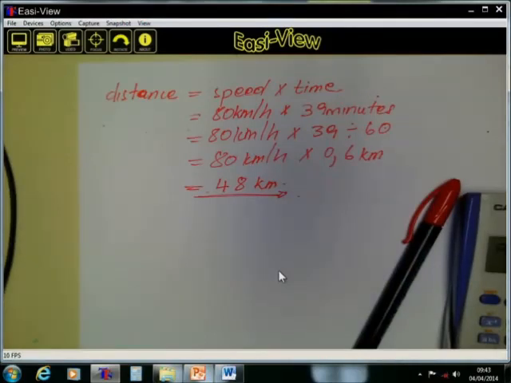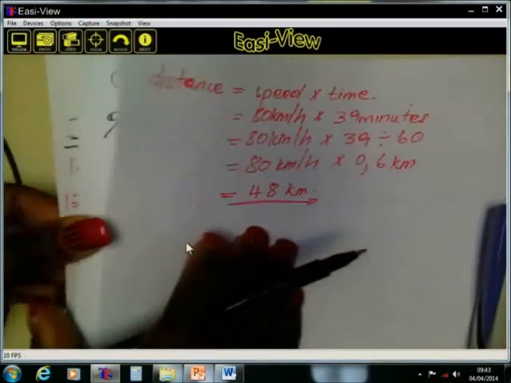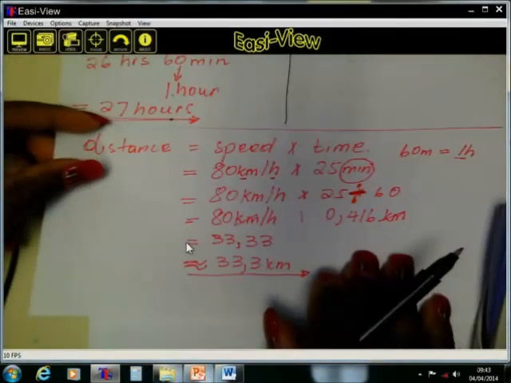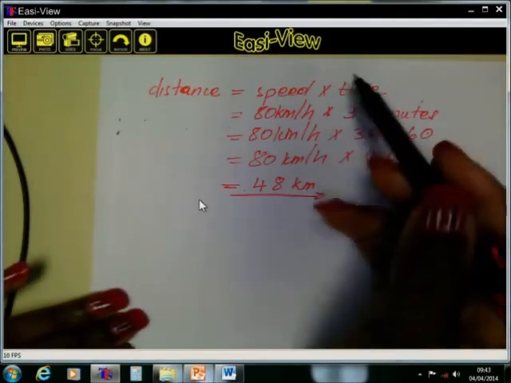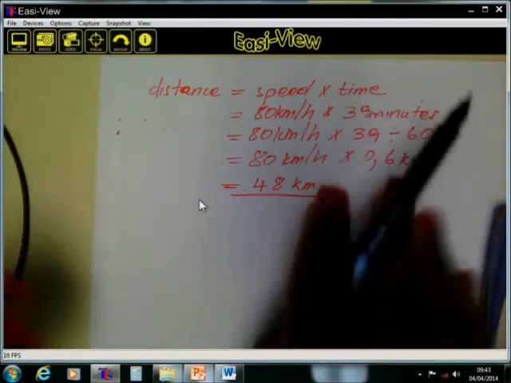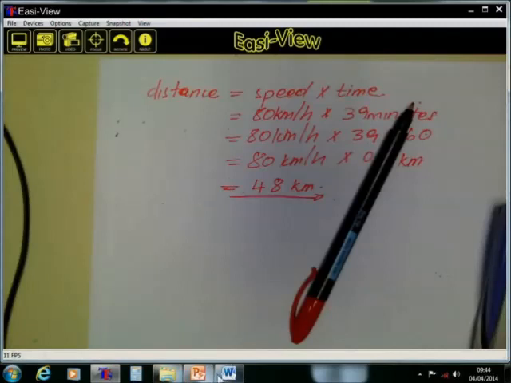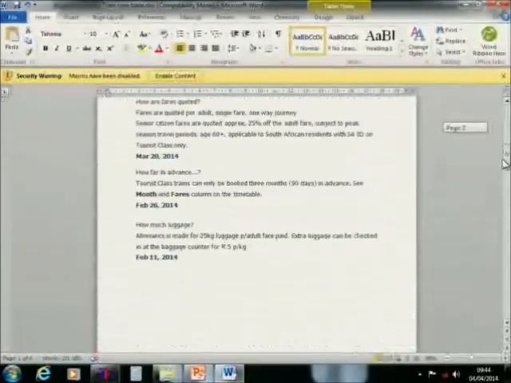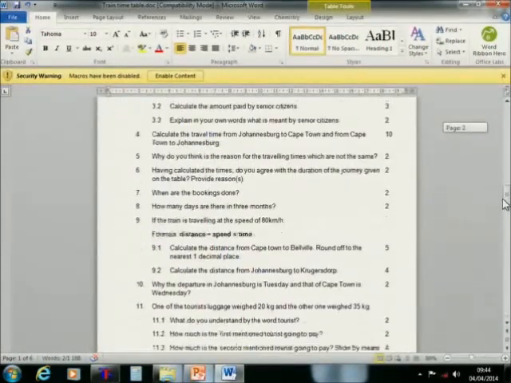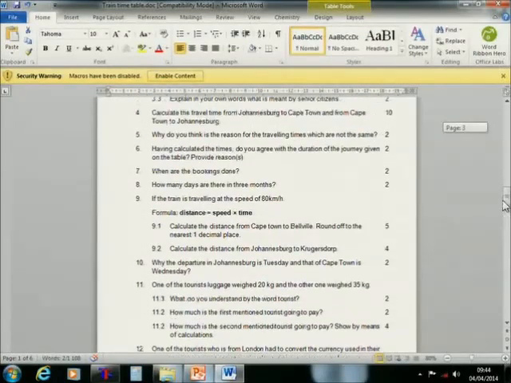and according to the time and the speed that we've been given. So let's look at the two. The first calculation, the distance from Cape Town to Bellville is 33.3. Then the distance from Johannesburg to Krugersdorp gives us 48 kilometers. I hope we all got that. So let's go to the next question.